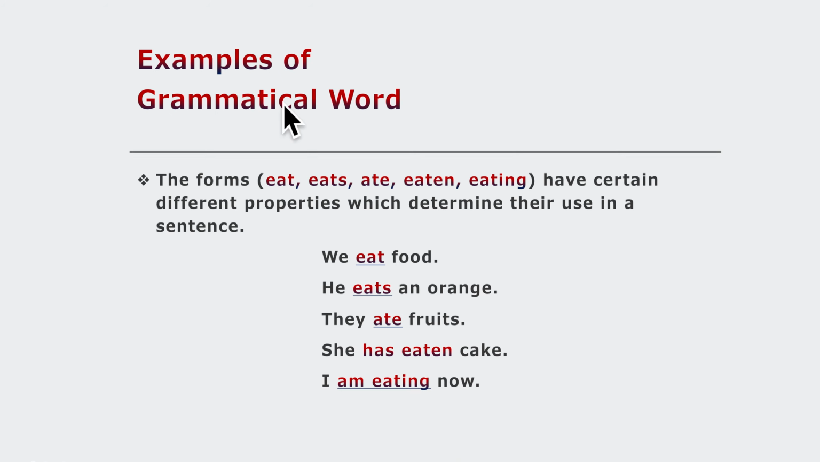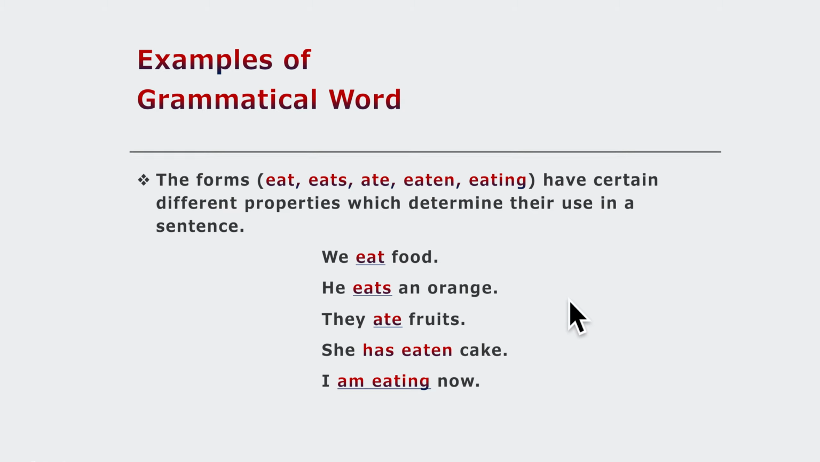Look, examples of grammatical word. The forms eat, eats, ate, eaten, eating have certain different properties which determine their use in a sentence. Like: we eat food, he eats an orange, they ate fruits, she has eaten cake, I am eating now. Look here: eat, eats, ate, has eaten, am eating. The word is the same, but it is used in different ways depending upon the type of sentence you want to use. So these are the examples of grammatical word.